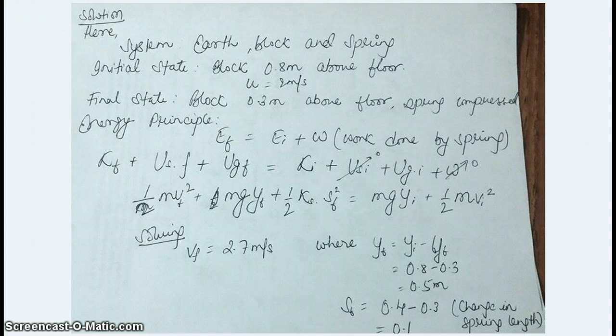As for the gravitational potential, we have to calculate the change in height of the block from its initial state to its final state. So doing that, we get 0.8 minus 0.3 and the value is 0.5. As we plug in those values, we should get a final velocity of 2.7 meter per second. So let's go towards the second part.